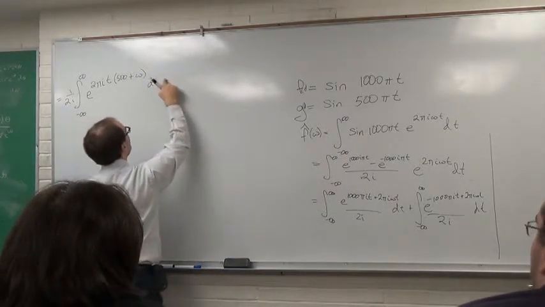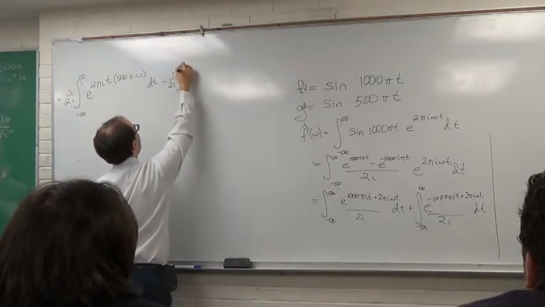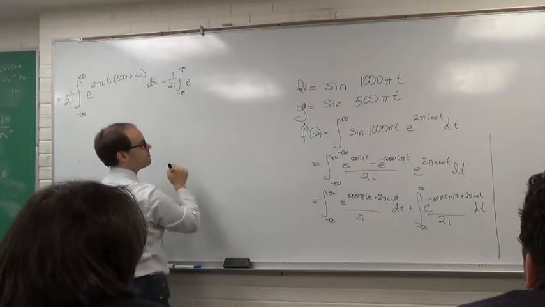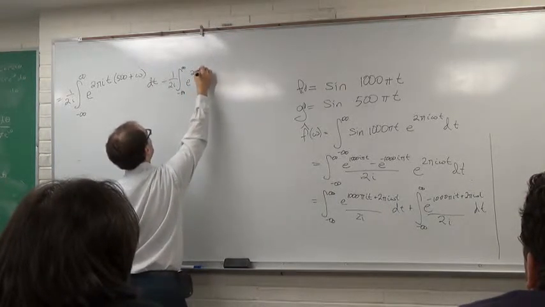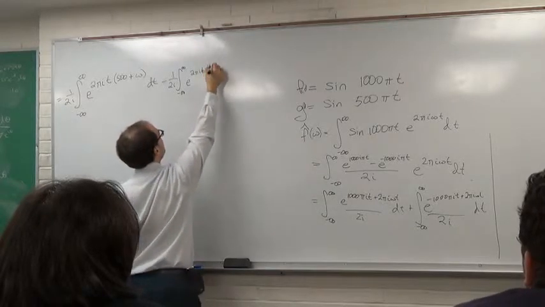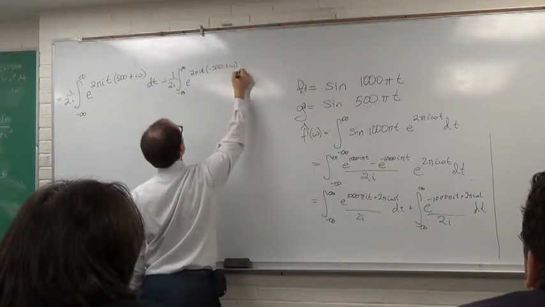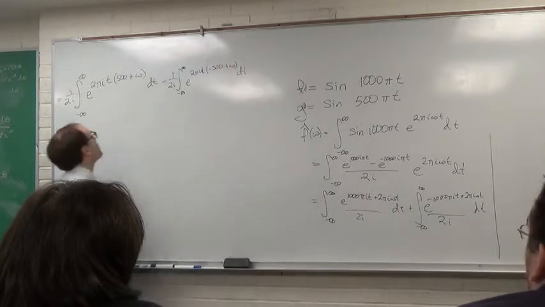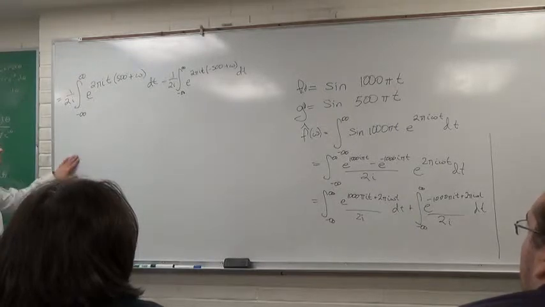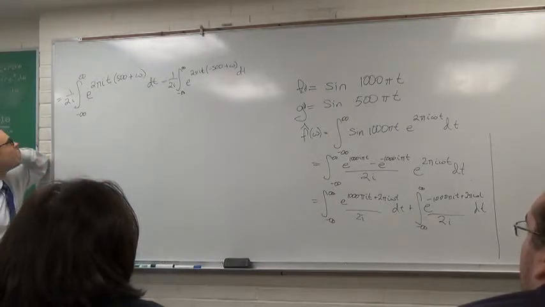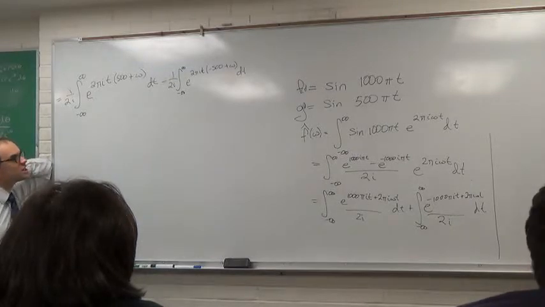And the second one is minus 1 over 2i e to the just negative. So 2 pi i t, and then there's a minus 500 plus omega dt. Now wait a moment. Where have we seen these before? Where have we seen the integral of e to the 2 pi i t omega? Yeah, those are spectral representations of the delta function.